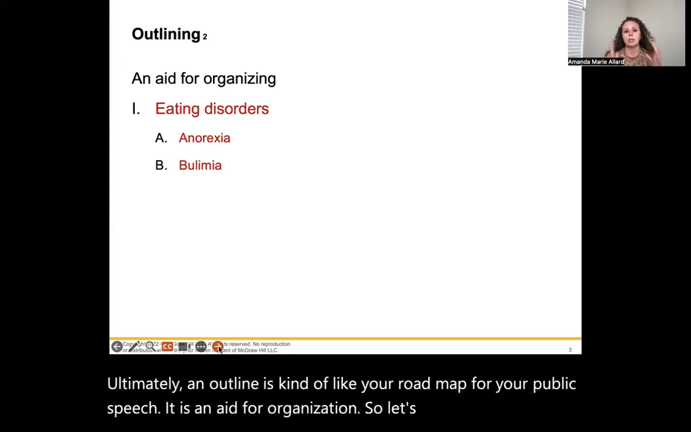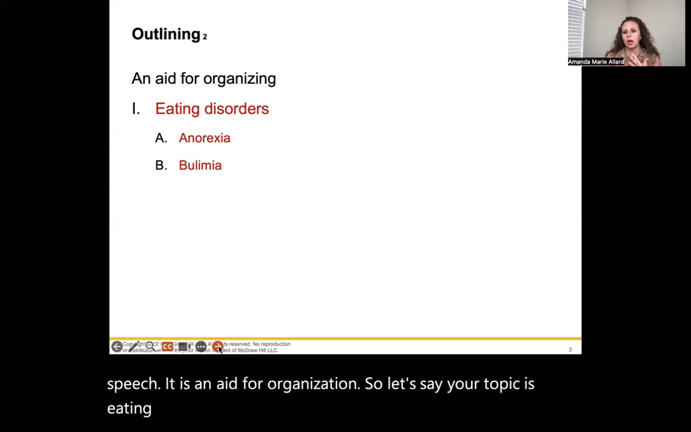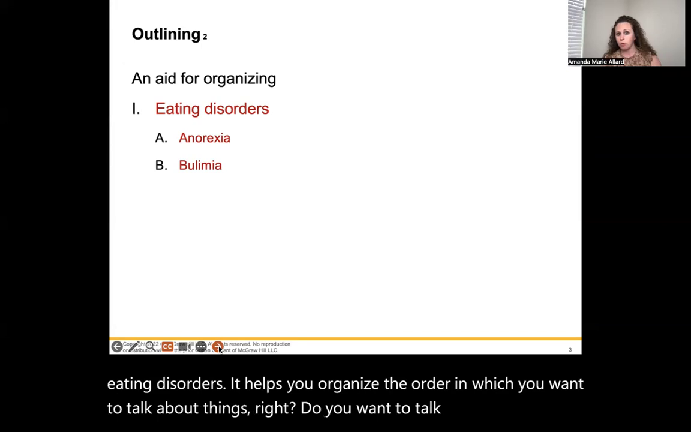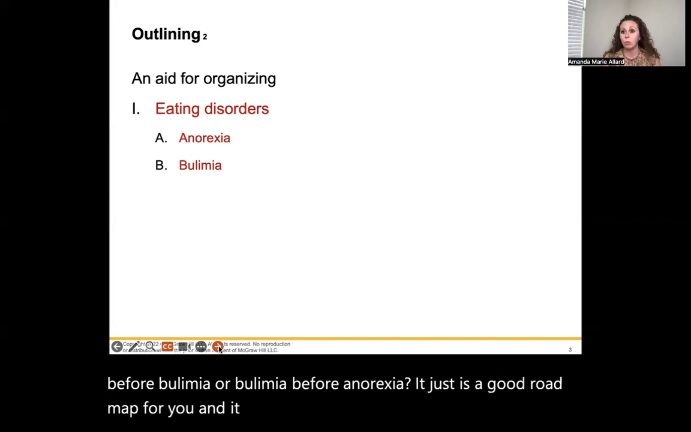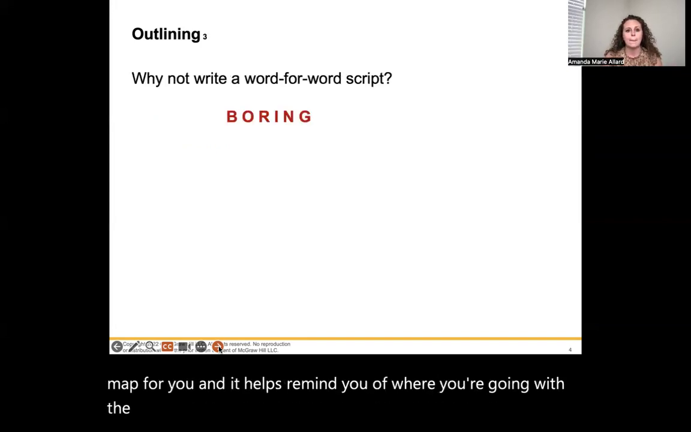So let's say your topic is eating disorders. It helps you organize the order in which you want to talk about things, right? Do you want to talk about anorexia before bulimia or bulimia before anorexia? It just is a good roadmap for you, and it helps remind you of where you're going with the speech.